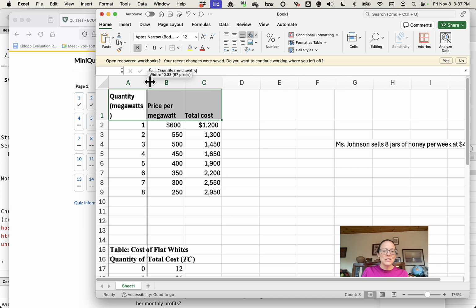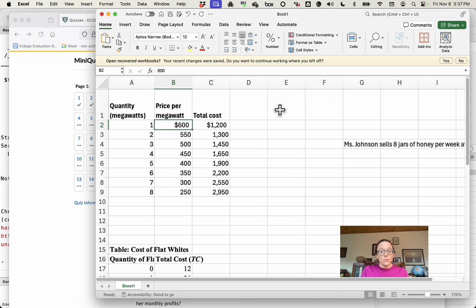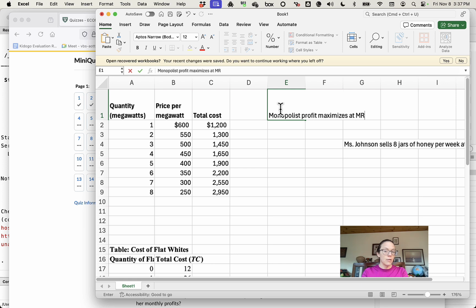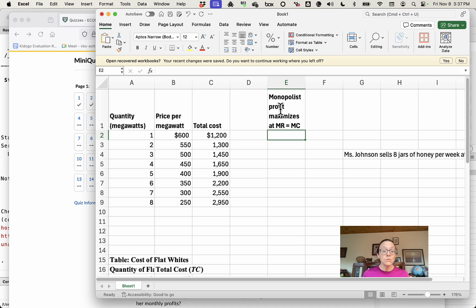Okay. So what we're going to do is we're going to remember that a monopolist profit maximizes at MR equals MC. All right. So what that means is we need to figure out what MR and what MC is. Remembering that the marginal revenue is the change in total revenue divided by the change in quantity, and the marginal cost is the change in total cost divided by the change in quantity.